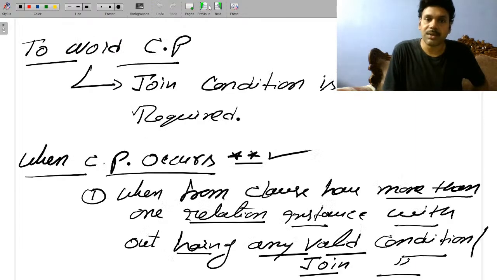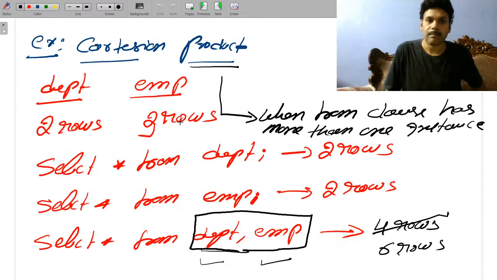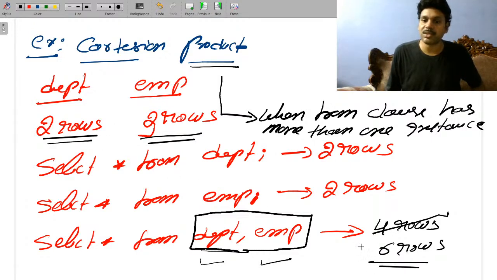EMP also has 3 rows. So EMP has 3 rows and department has got 2 rows. Therefore, it is 6 rows because 2 into 3 is equal to 6.